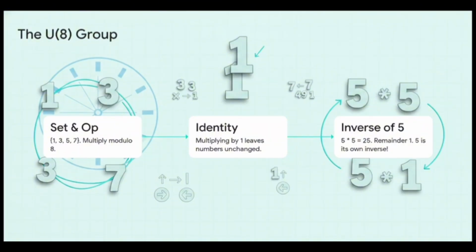Actually, scratch that. It's not just 5. If you test all the numbers in the U8 set, 3 times 3 is 9, remainder 1. 7 times 7 is 49, remainder 1. Every single element in this group serves as its very own undo button.